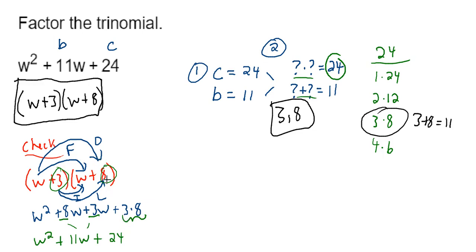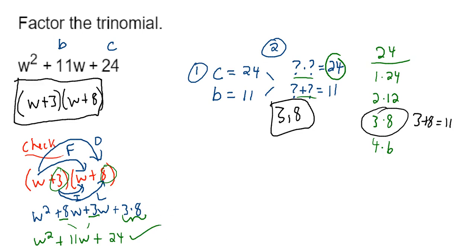Because whatever two numbers we put in our answer, that's exactly how they're going to behave. They're going to multiply together to give us c, and they're going to add together to give us b. All right, and so this checks out. It gives us the right answer, which is the problem that we started with.